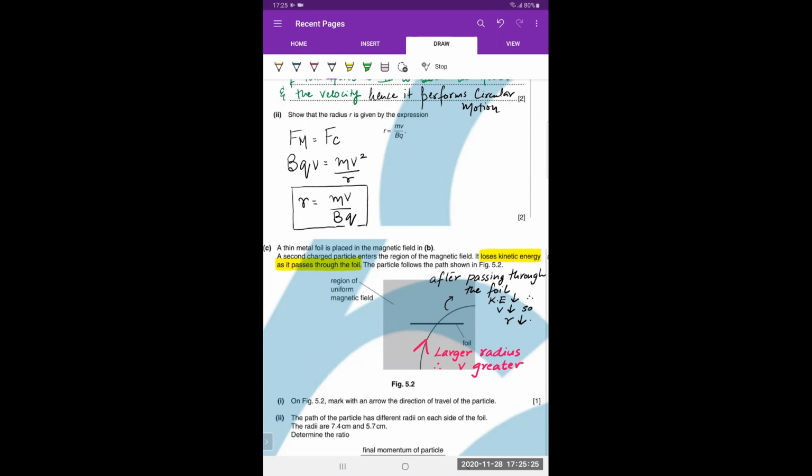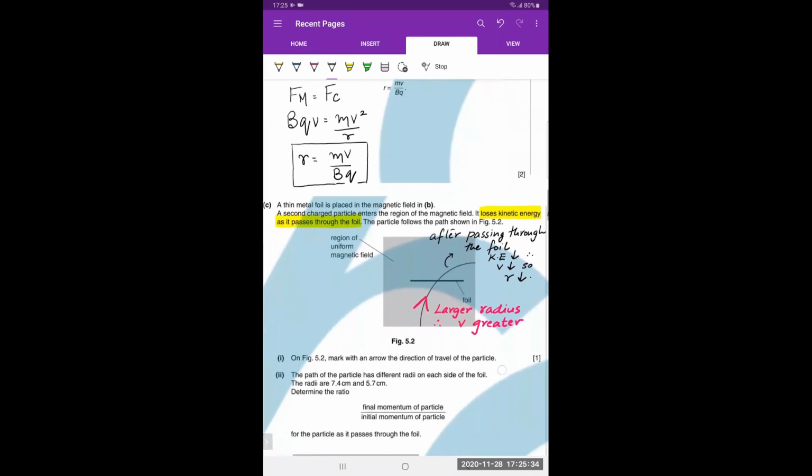So in the first part they were just asking us to mark with an arrow, we have done that. Look at the second part. I'm scrolling up a little for the second part because I'll need the formula from the top. So in the second part it says the radius values are given. On one side the radius is 7.4. Okay, and on the other side it's 5.7.